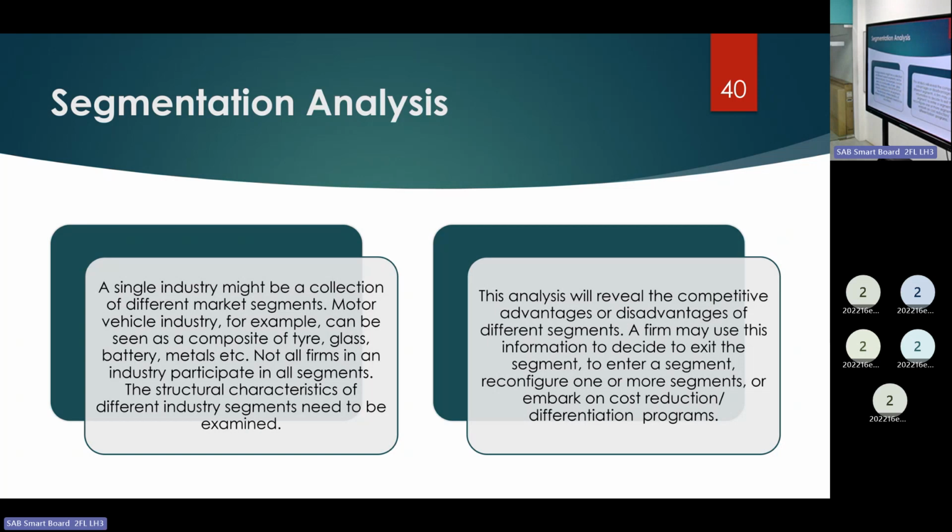So analysts will reveal the comparative advantage or disadvantage in the different segments. A firm may use this information to decide to exit a segment or enter a segment. සමහර වෙලාවට market segments වලට අපි දැන් මේ කතා කරන්නේ value chain එක ඇතුලේ, right? Segmentation, we can discuss the different product range. මේ අපි කතා කරන්නේ value chain එක ඇතුලේ segment. ඒ කියන්නේ industry value chain එක.